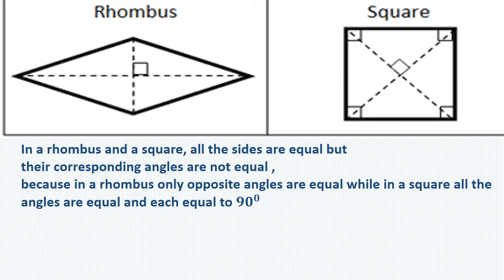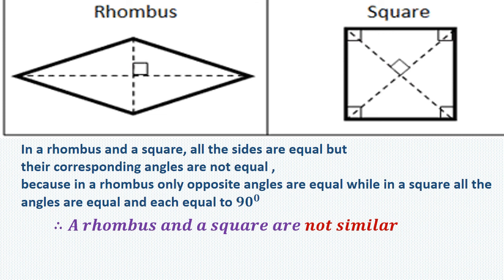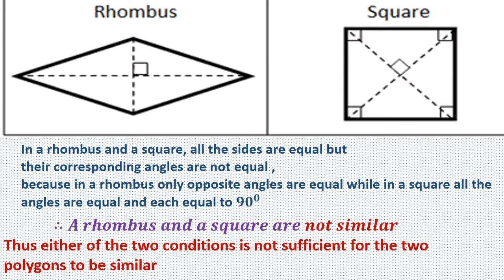In a rhombus and a square, all the sides are equal. Hence, their corresponding sides would be in same proportion. But their corresponding angles are not equal. Because in a rhombus, only opposite angles are equal, while in a square, all the angles are equal and each equal to 90 degree. Therefore, a rhombus and a square are not similar. Thus, either of the two conditions is not sufficient for the two polygons to be similar.